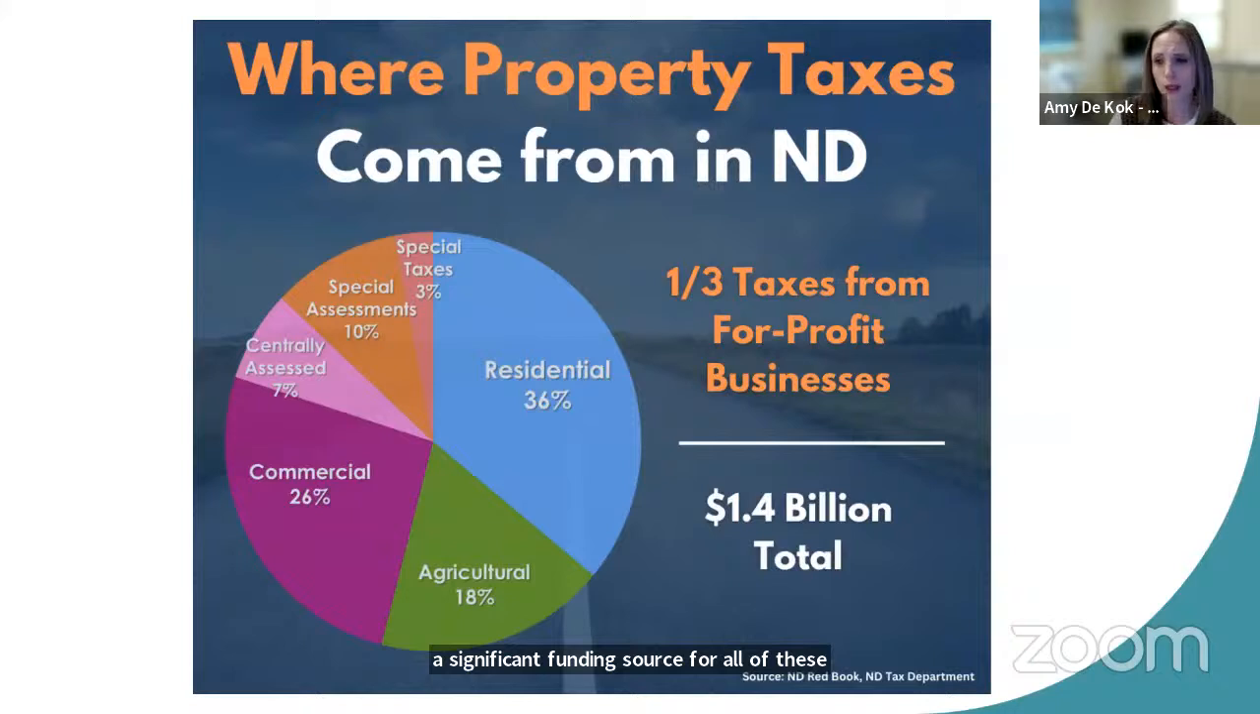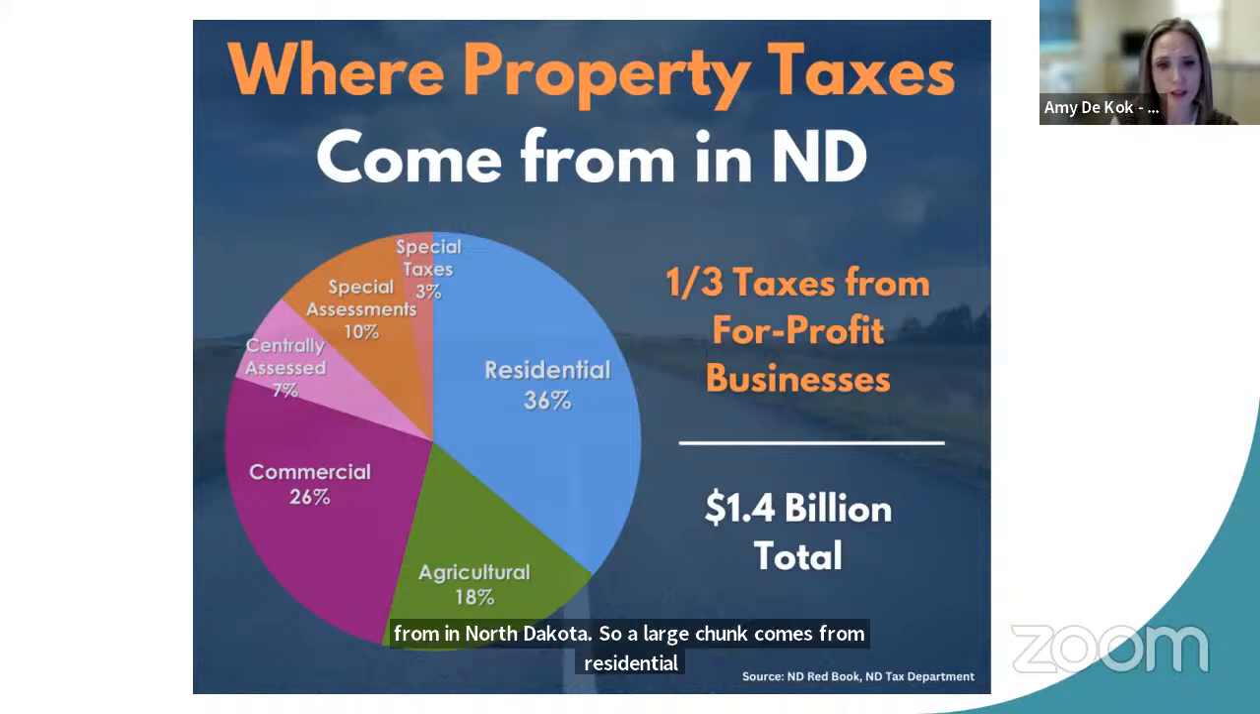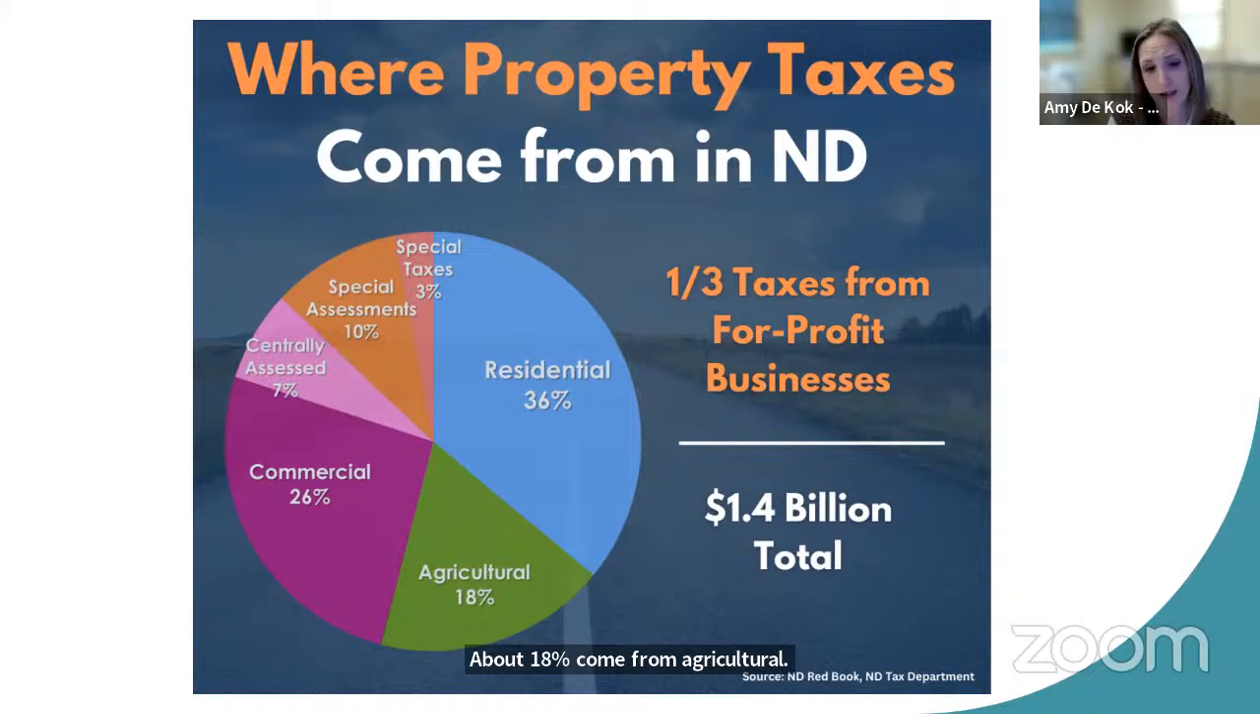And then this graph shows where property taxes come from in North Dakota. A large chunk comes from residential property owners, 36%, just over a third. About 18% comes from agricultural property. Another interesting thing about this graph is that about 26% comes from commercial or for-profit businesses. So if property taxes are eliminated, one potential impact is that those for-profit businesses may not be paying as much of a share of the pie to support those local services and local governments. That's another impact to keep in mind.